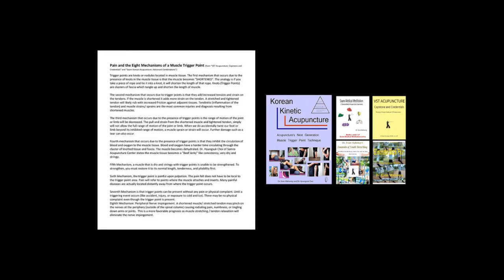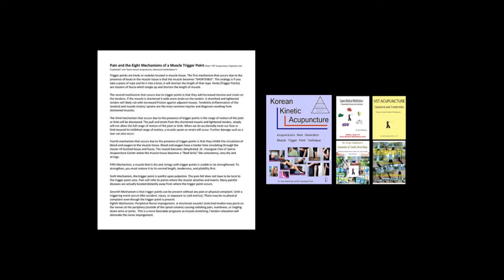The third mechanism is that the range of motion of the joint or limb will be decreased. The pull and strain from the shortened muscle and tightened tendon simply will not allow full range of motion of the joint or limb. When we do accidentally twist our foot or limb beyond its inhibited range of motion, a muscle sprain or strain will occur. Further damage, such as a tear, can also occur.